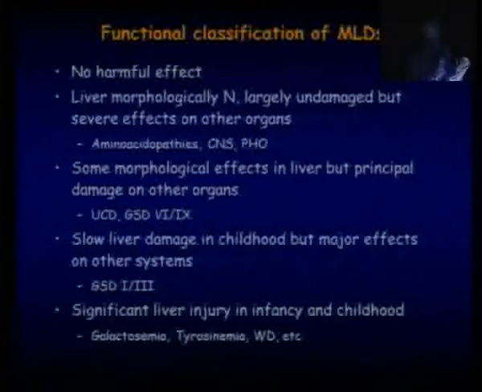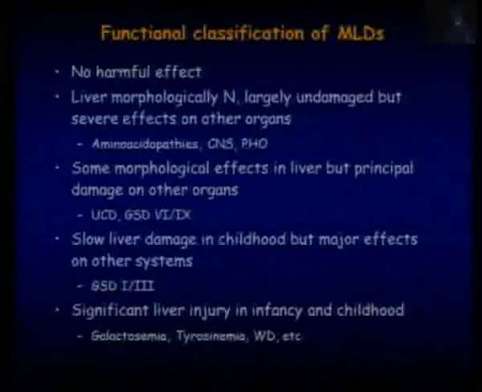Functionally, you could divide these metabolic diseases into various groups. There could be some metabolic diseases which really have no harmful effects, and whether to call them metabolic liver disease is a question. For example, Gilbert syndrome, where you have slight elevations of your bilirubin, but really causing not much harm to anyone. And whether it is to be considered a disease or not is a big issue. The second possibility is the liver could be morphologically normal, hardly damaged, but there could be a problem because it causes severe effects to other organs. Nothing to the liver, problem in the liver, but damage somewhere else. An example of that is primary hyperoxaluria, some of the amino acidopathies, the Crigler-Najjar syndrome, where the problem is in the liver, but the damage is to the brain.